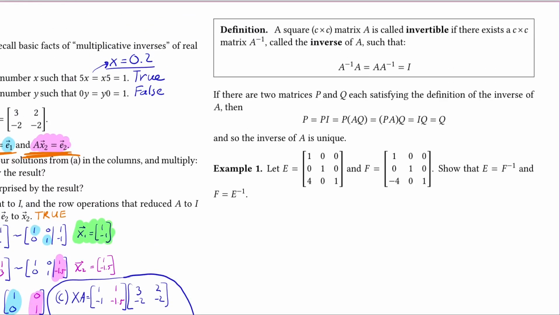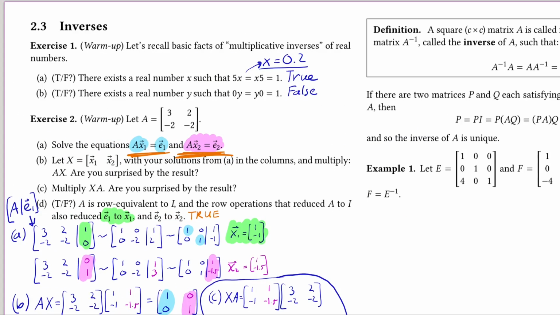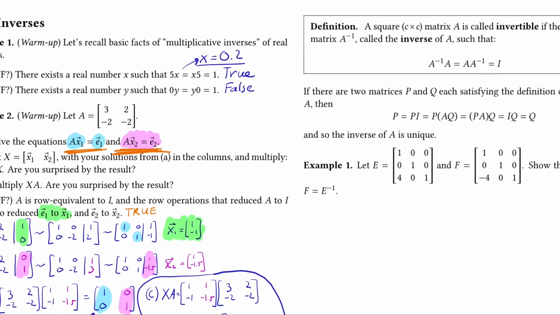All right, let's look at the definition of the inverse of a matrix. First thing to notice here is that this only applies to square matrices. If it's not square, we do not call it invertible. So square meaning the number of rows equals the number of columns, sort of like this matrix here, or this matrix here, 3 by 3 squares, or this 2 by 2 matrix here.